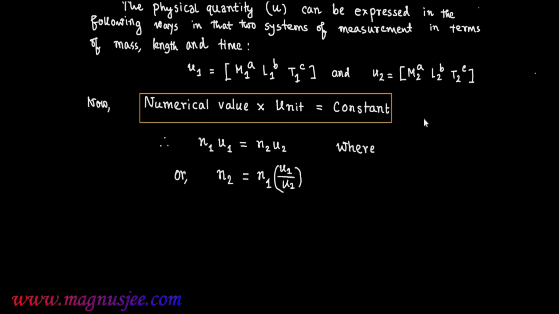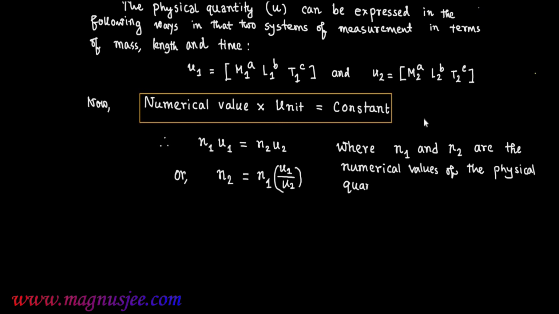n2 equals n1 into u1 by u2, where n1 and n2 are the numerical values of the physical quantity in those two different systems of measurement.